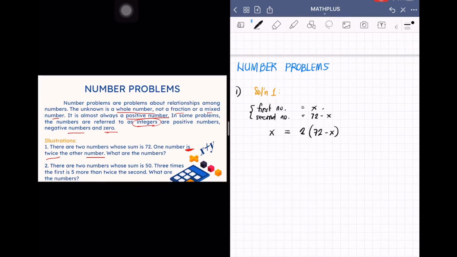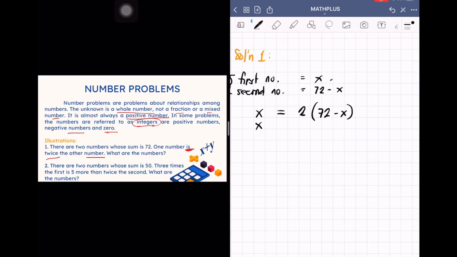Okay? So, solving this, you have here x equal to 72 times 2, that's 144, minus 2x. Solving for x, we transpose negative 2x to the left side. You get x plus 2x, so that's 3x, equal to 144. And then we divide both sides by 3. You get, how much is that? 48. Okay, 48. That means the first number is 48, which is your first number.